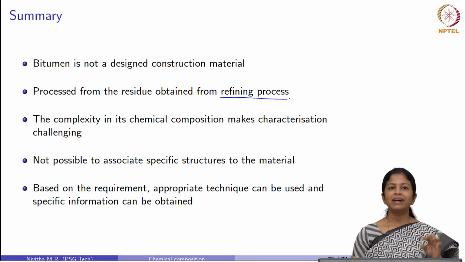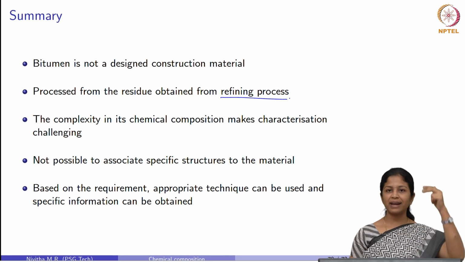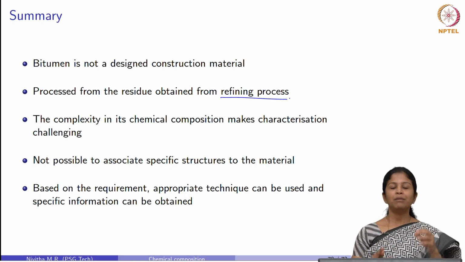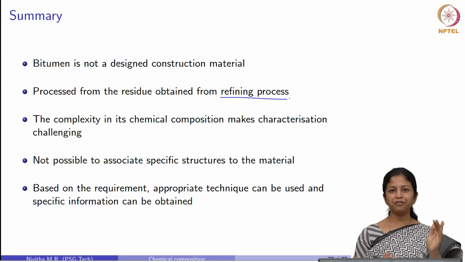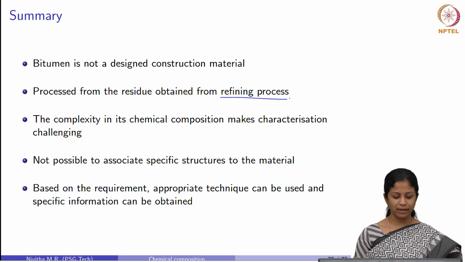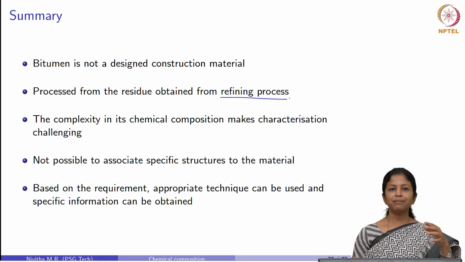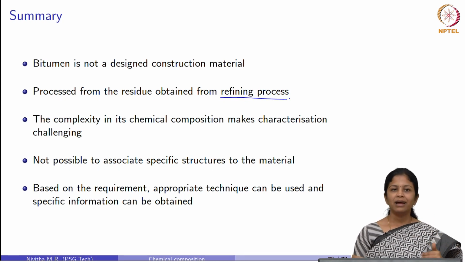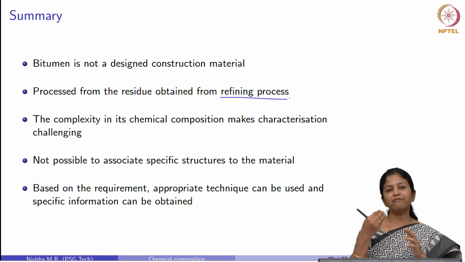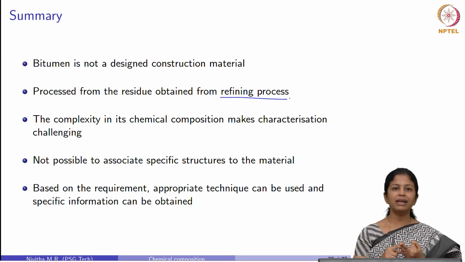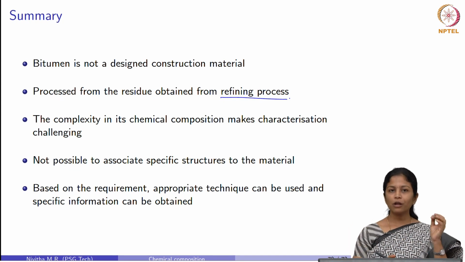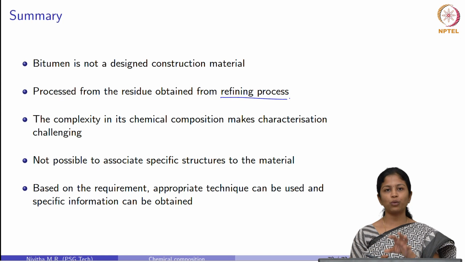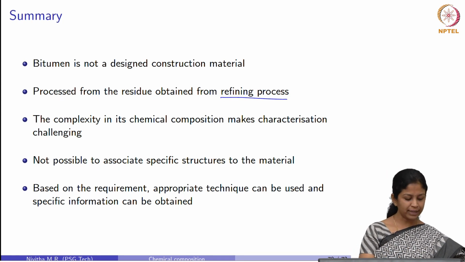We also saw that it is not possible to associate specific structures to this material. We said we can identify the elements which are present in the material, but it is not possible to identify and define the molecules which are present in it. That is why we are using some fractionation techniques. Depending upon the requirement, we have to use appropriate techniques. Initially we saw characterization at an elemental scale, then at a molecular scale, then finally at a fractionation level. Depending upon the application required for bitumen, we have to use different techniques.